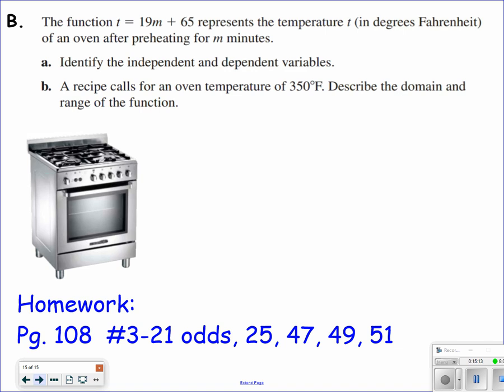Last one was about heating up an oven. The function temperature, T equals 19m plus 65 represents the temperature of the oven after preheating for m minutes. So identify the independent. So the longer I allow the oven to heat, then will depend on what the temperature inside the oven is actually going to be. Now the recipe calls for the oven to be 350 degrees. So a temp of 350.